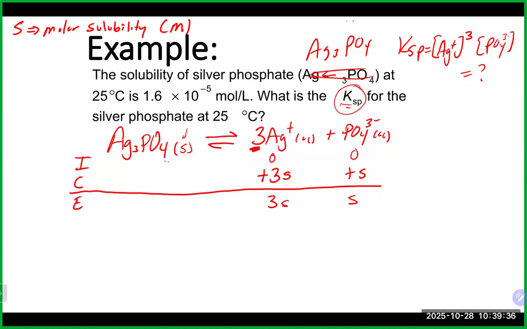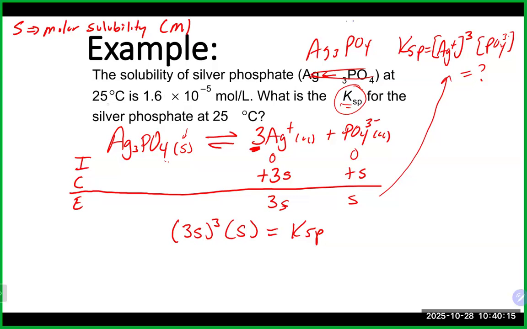Now, if you did have the Ksp, this would be the ICE table that you would do. You would obviously go into your Ksp expression. So we would take our equilibrium line and come into our Ksp expression, and that would get us (3S) cubed times S equals our Ksp in this case. Now, if you had the Ksp given to you, you would solve for S, and that would give you your molar solubility, probably the answer you're looking for. But in this case, we are looking for the Ksp.